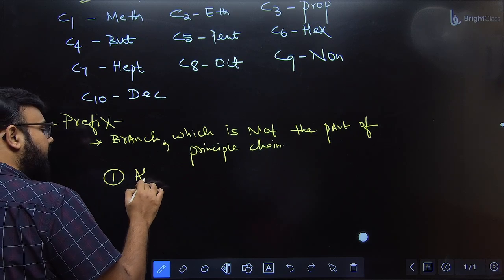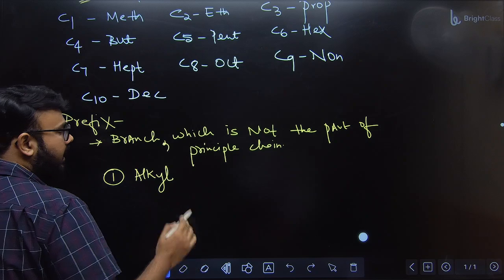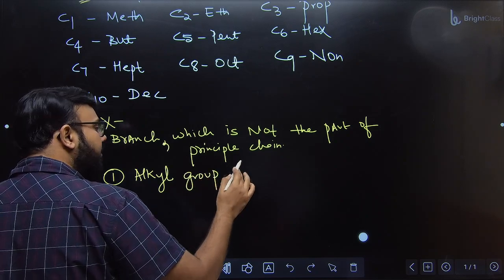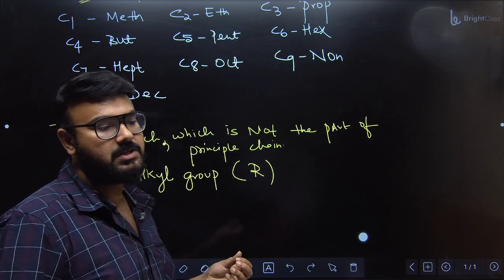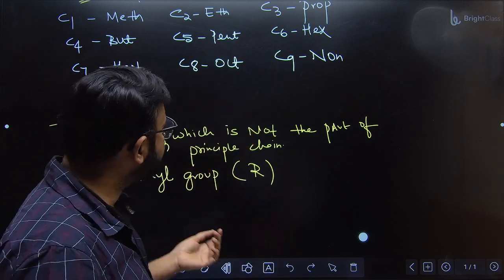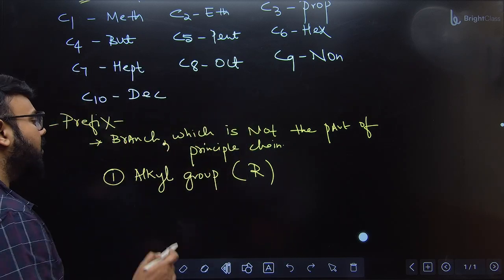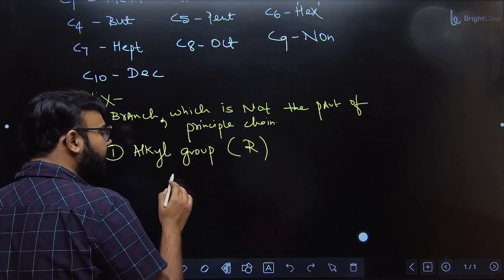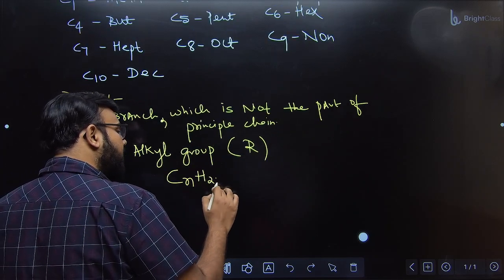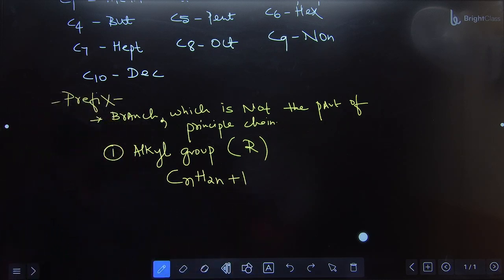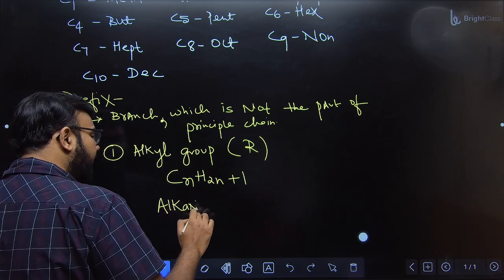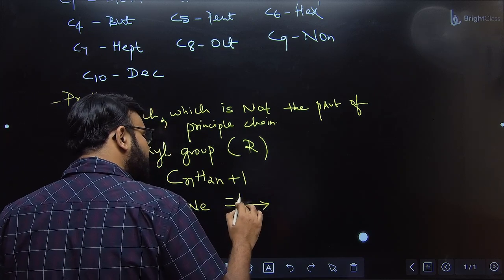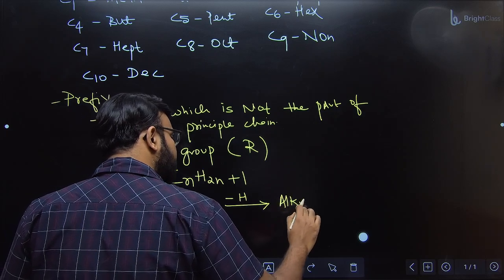So now there are many examples. First is alkyl, the very common one. Alkyl group. Remember, they are represented by R. Alkyl groups, which are prefixes and not a part of the chain, are represented by R. Now remember, the alkyl group formula is CnH2n+1. In simple words, from an alkane, if you remove one hydrogen, it becomes alkyl.